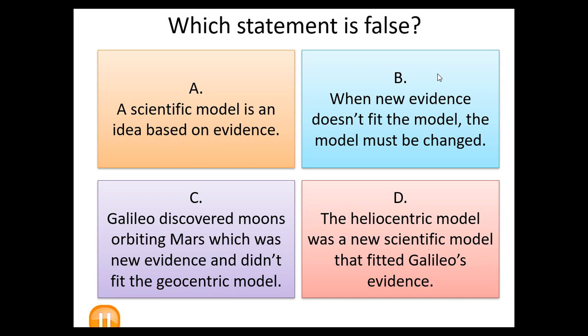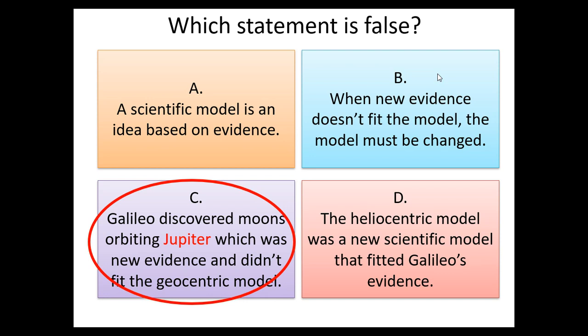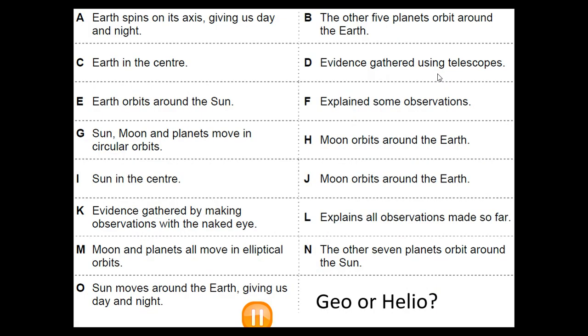Okay, so it was, of course, C. Galileo did discover moons orbiting Jupiter, not Mars, and this was the new evidence that didn't fit the geocentric model. So a scientific model is an idea based on evidence. When new evidence doesn't fit, the model must be changed. That's right. The heliocentric model was the new scientific model that fitted Galileo's evidence.